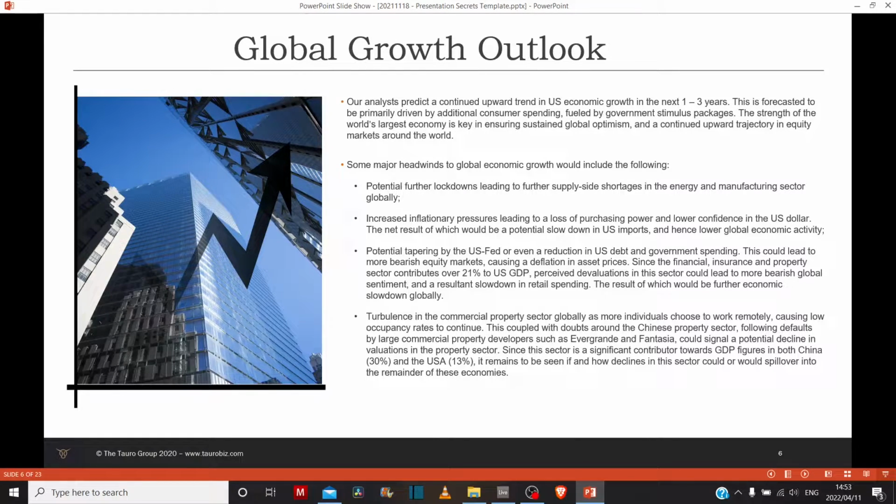Our analysts predict a continued upward trend in US economic growth in the next 1 to 3 years. This is forecasted to be primarily driven by additional consumer spending fueled by government stimulus packages. The strength of the world's largest economy is key in ensuring sustained global optimism and continued upward trajectory in equity markets around the world. So basically, our house view is that the Fed will do everything in its power to maintain robust equity markets. We don't necessarily see the Fed's actions in terms of slowing down its balance sheet growth as something that can be sustained, although the Fed has currently begun its tapering efforts and it's indicated a new cycle of interest rate hikes and balance sheet reduction.